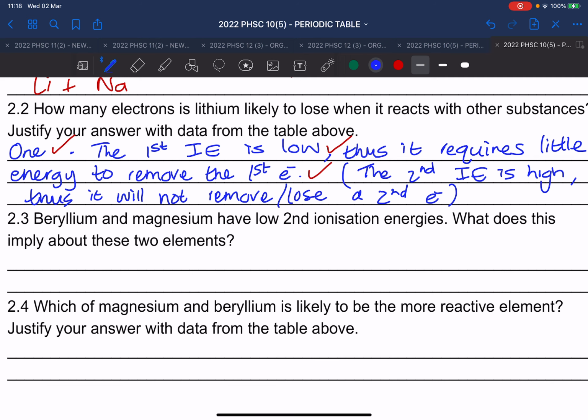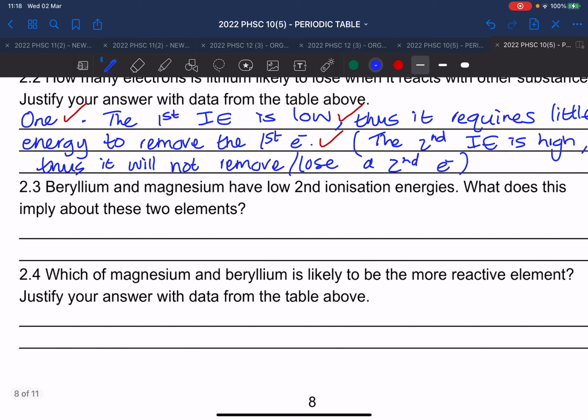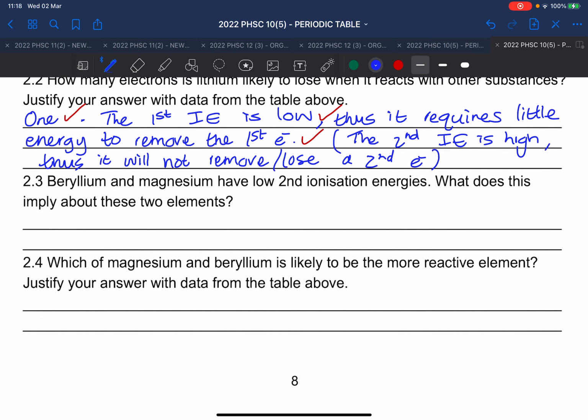Okay, next one. Beryllium and magnesium have low second ionization energies. What does this imply? Imply means mean. What does it imply about these two elements? In the Afrikaans class, I did pick up that there was a confusion about this question. What I am trying to get to is the next chapter. So this question, I actually mean, what does this imply about these two elements regarding bonds? I picked up that they thought regarding electrons. So I'm asking regarding bonds.